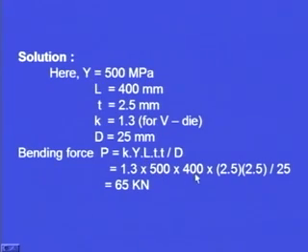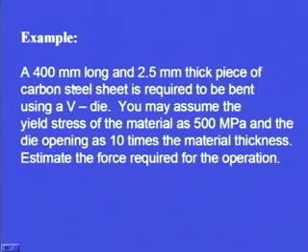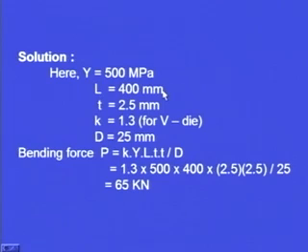Length is given as 400 millimeter, that is L. In our problem you can see a 400 millimeter long sheet. So, L is 400 millimeter, and then the thickness, that is 2.5 millimeter, 2.5 millimeter multiplied by 2.5 millimeter and divided by the die opening. Die opening is 10 times the material thickness, that is 2.5 times 10, or 10 times 2.5, either way it comes out to be 25. So, we calculate, we get the value, that is 65 kilonewton.